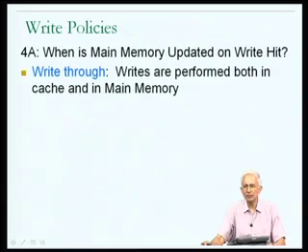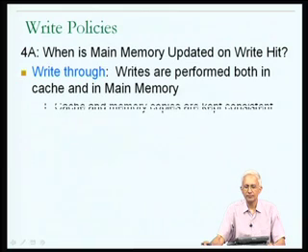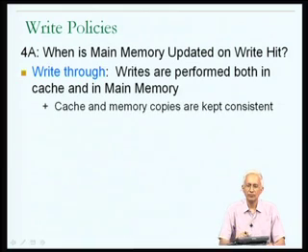The two alternatives are described by two terms. The first is what we will call write through. The idea in the write through policy in connection with question 4a is that when there is a store instruction which results in a hit in the cache, then the writes are performed not only in the cache, but also in main memory right away. Therefore, associated with every write hit in the cache, there will be an immediate main memory access.